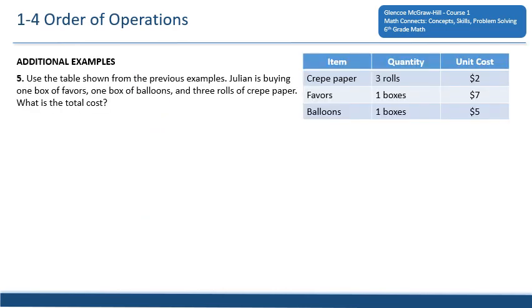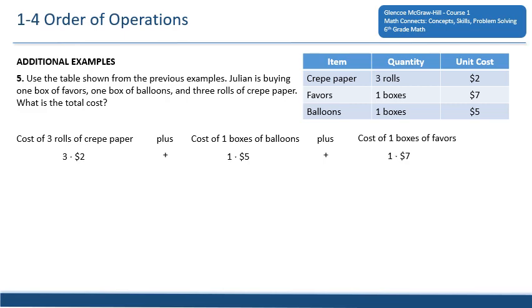Additional examples, number 5, use the table shown from the previous examples. Julian is buying 1 box of favors, 1 box of balloons, and 3 rolls of crepe paper. What is the total cost? So this problem should look familiar, except that the quantities have changed. So the cost of 3 rolls of crepe paper is 3 times $2, plus the cost of 1 box of balloons is 1 times $5, plus the cost of 1 box of favors is 1 times 7.